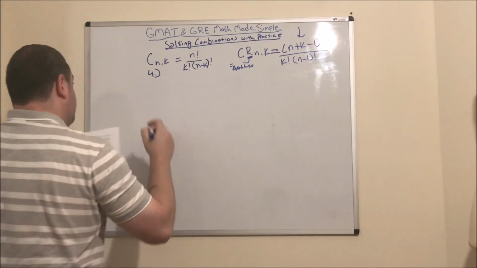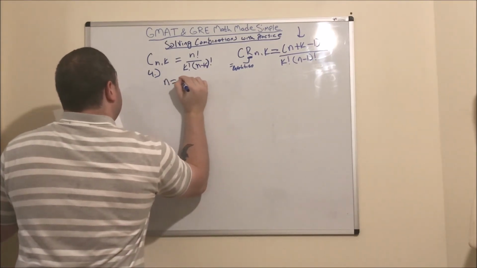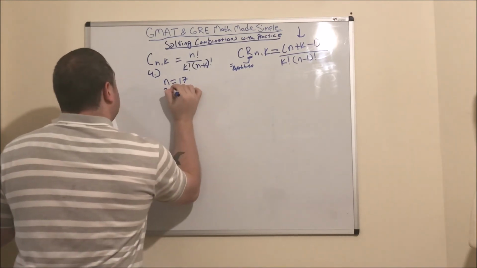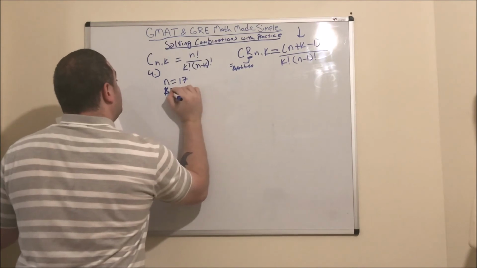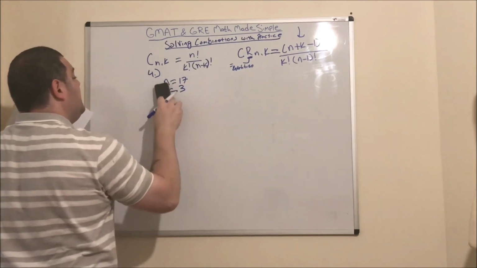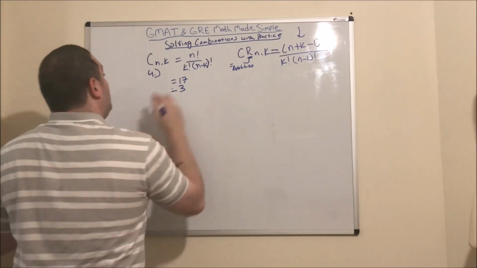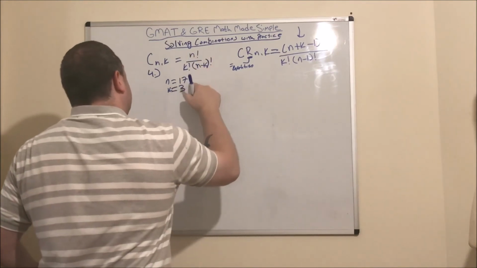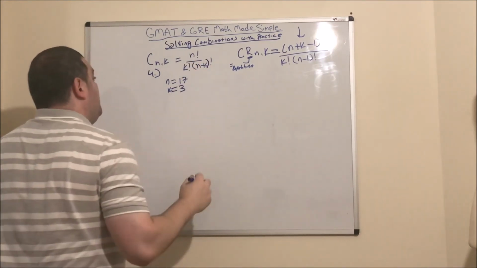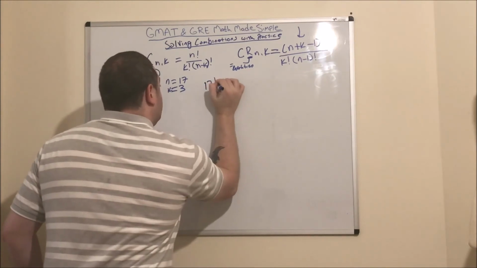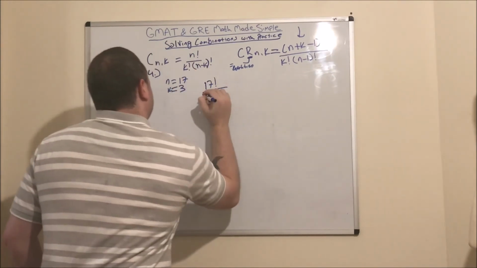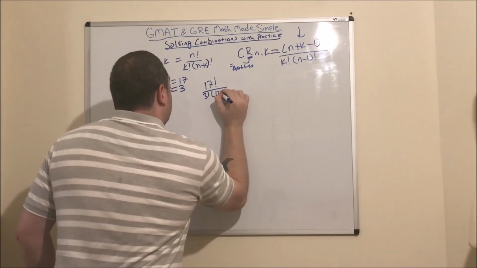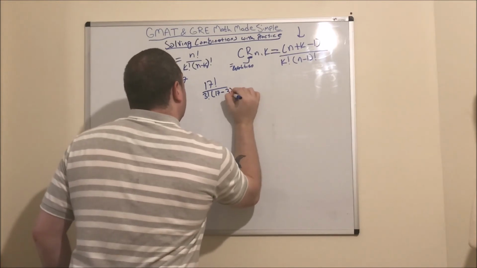We see that the total number n equals 17 baseball players. But they want to choose 3 players, so k equals 3. Now we'll substitute the information from the question into the formula again. So we have 17 factorial divided by 3 factorial multiplied by (17 minus 3) factorial.